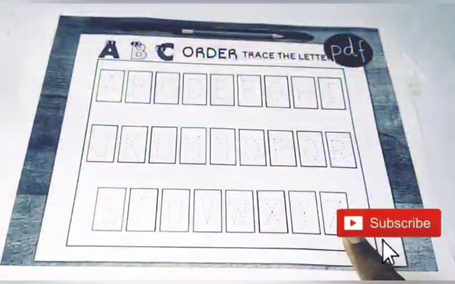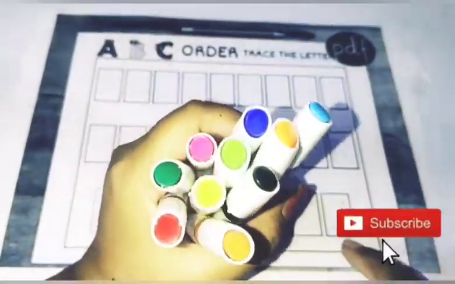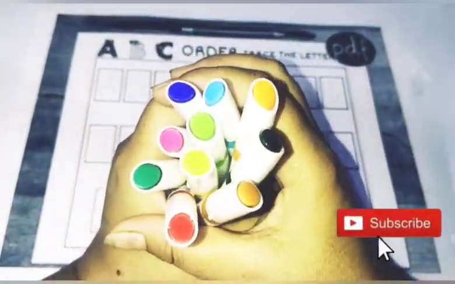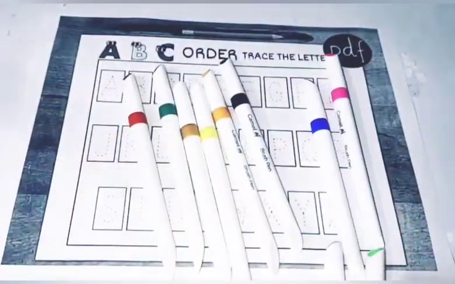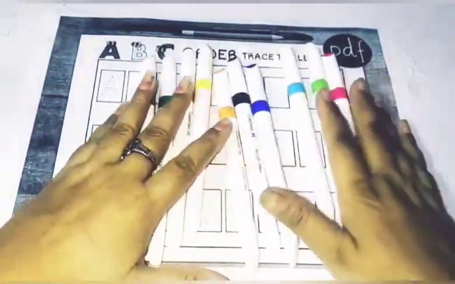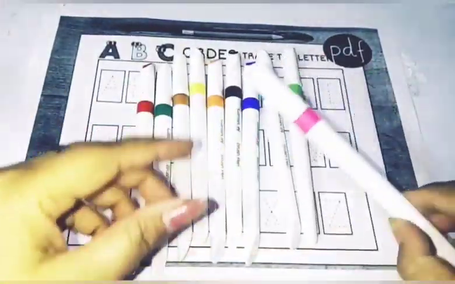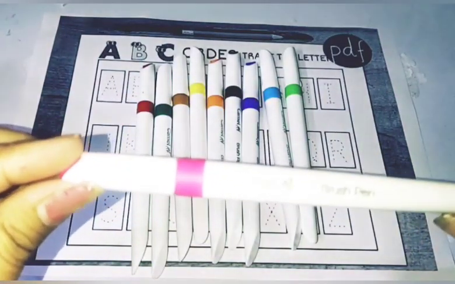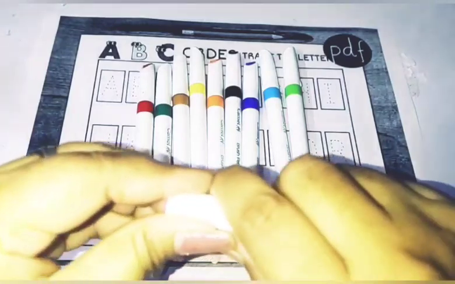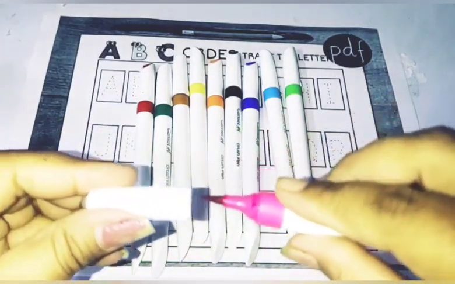Hello guys, let's learn alphabets A to Z and let's learn some colors name. These are colors. This is pink color. Which color is this? This is pink color. Pink.